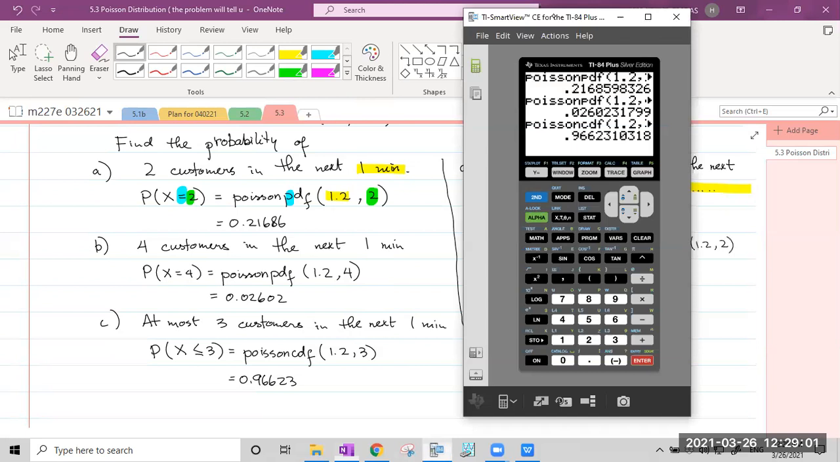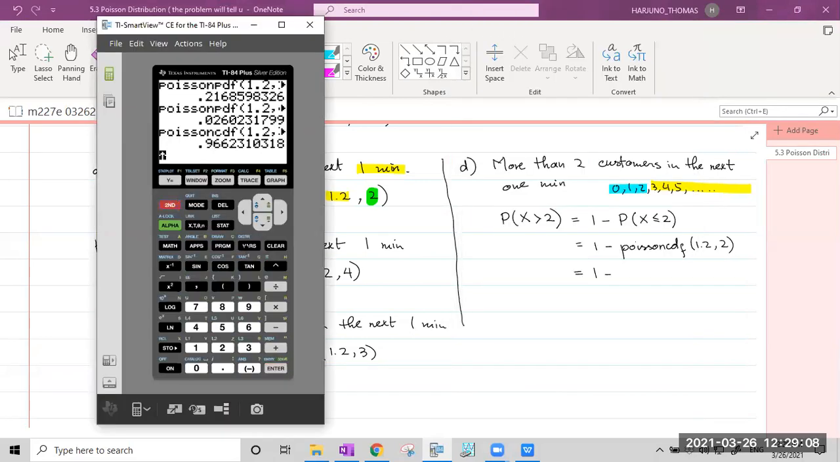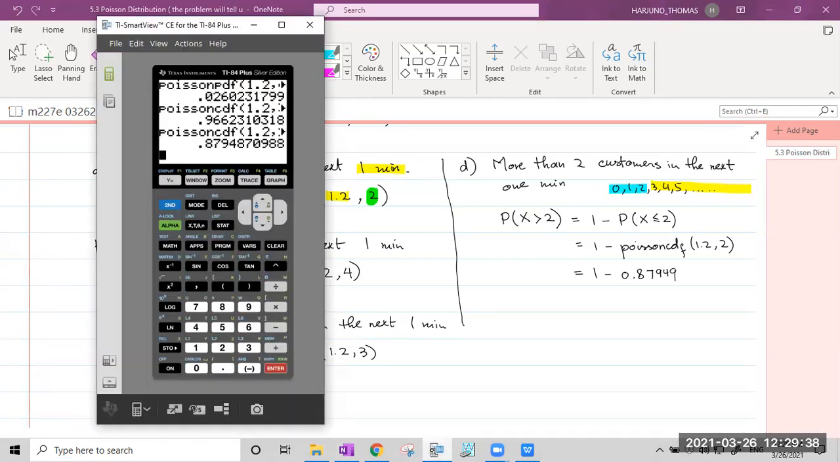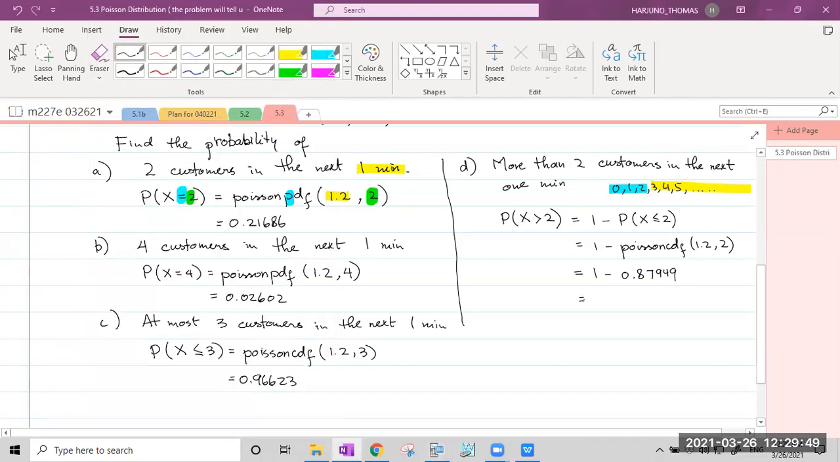Let's see our calculator. Oops, hold on. That's Poisson Cdf. I go backward. 1.2 up to 2. 0.87949. Let me check. 0.87949, right? Then subtract from 1 to be more precise, that will be 0.12051.